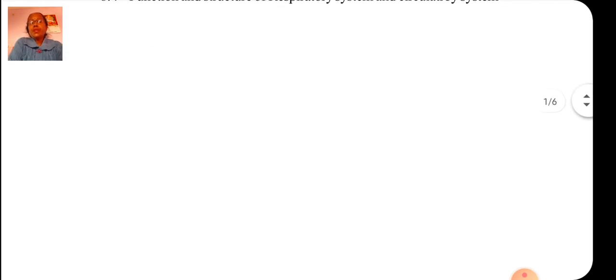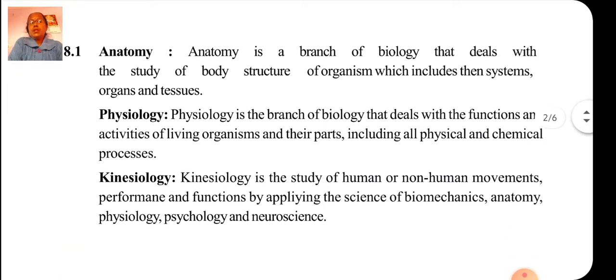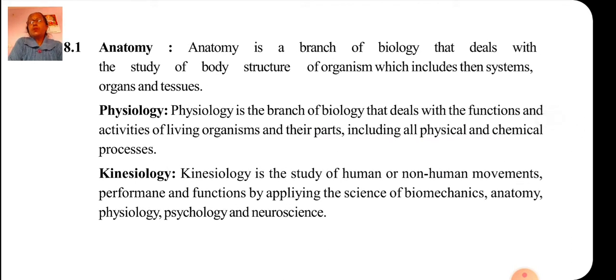Now, the study of anatomy and physiology is very simple. That is, anatomy is the study of structure and physiology is the study of functions of various organs in our body. Let's see anatomy. Anatomy is a branch of biology that deals with the study of body structure of organisms, which includes systems, organs and tissues. Now, physiology. Physiology is the branch of biology that deals with the functions and activities of living organisms and their parts, including all physical and chemical processes.